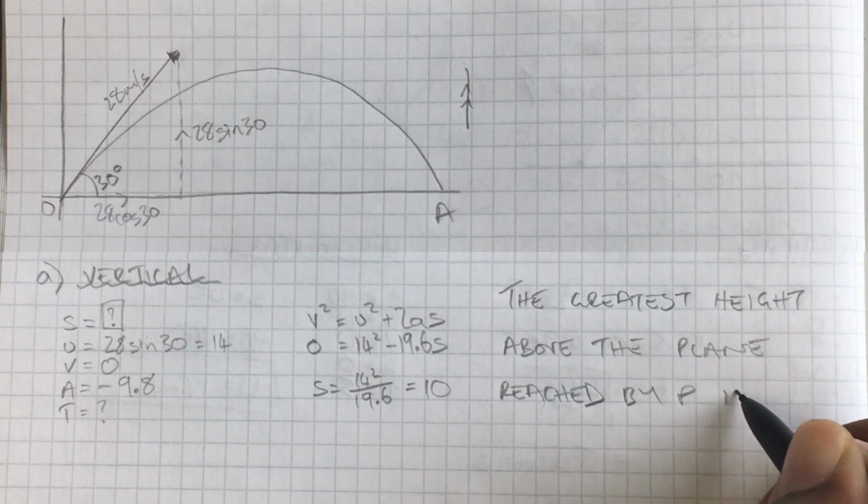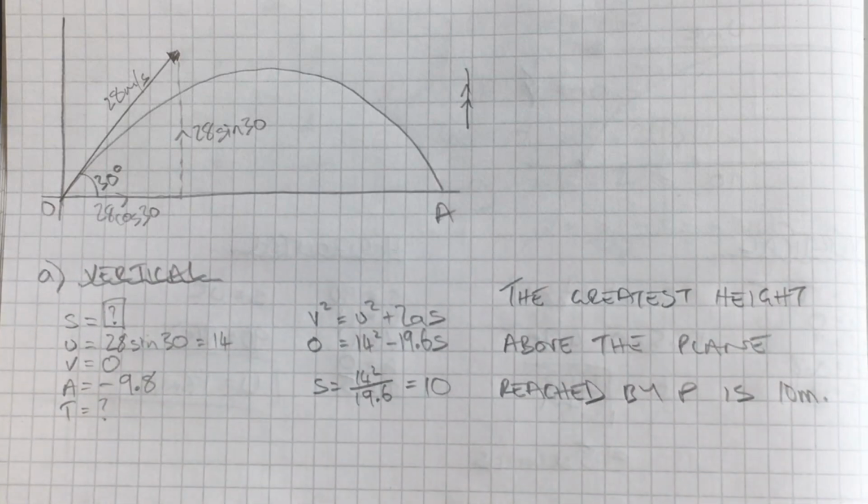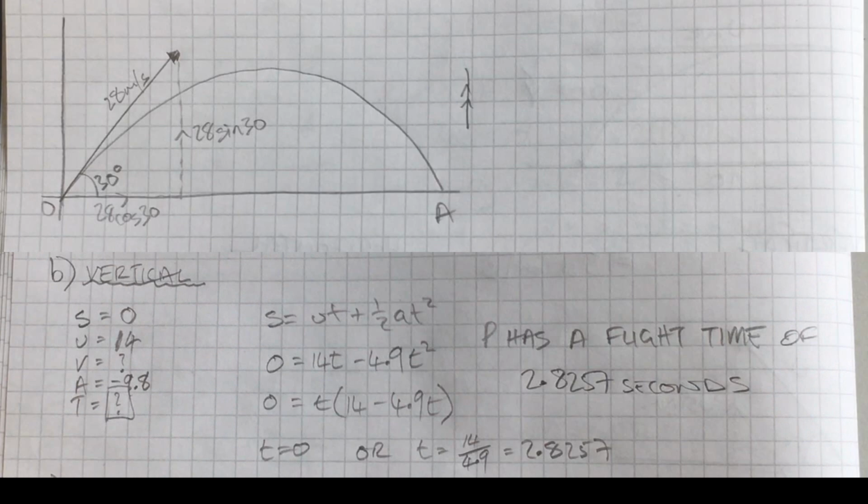So in part B, we're asked to find the total flight time for this particle. Well, the total time that is in the air is in between O and A, in between the origin and point A. Well, I know that the vertical displacement at point A is 0, so that's what I'll work with in the variables. So we'll set them up: displacement of 0, initial velocity of 14, just like we found before. Final velocity I don't know, and I might not need. Acceleration of negative 9.8, and the time I don't know, but that is what I'm looking for.